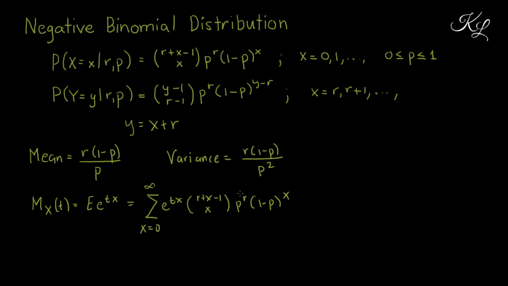So we can move out this one from the summation because it's a constant, and also we can collect the terms with powers of x, which are e raised to tx and 1 minus p raised to x. So we can do it now. We have p raised to r, and this is the summation of r plus x minus 1 chooses x, and for those with the powers of x, we can have e raised to t and 1 minus p, raised to x, so this is x equals 0 to infinity.